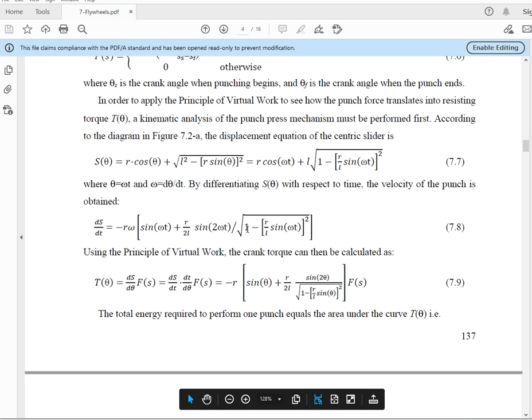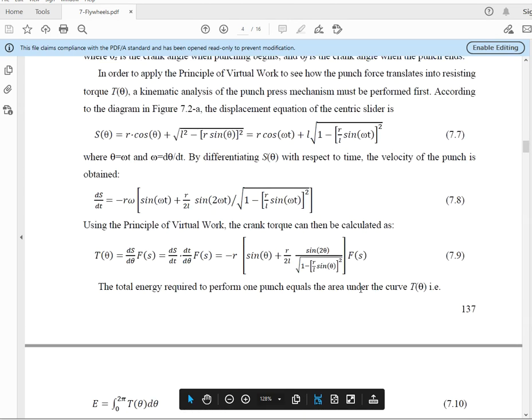There's more information here. I'm helping you, as you can see, with extra. So you have punch displacement and velocity, because those are needed to calculate the required crank torque using principle of virtual work. So you get the crank torque by saying derivative of punch displacement with respect to theta times punch force. Why is that?